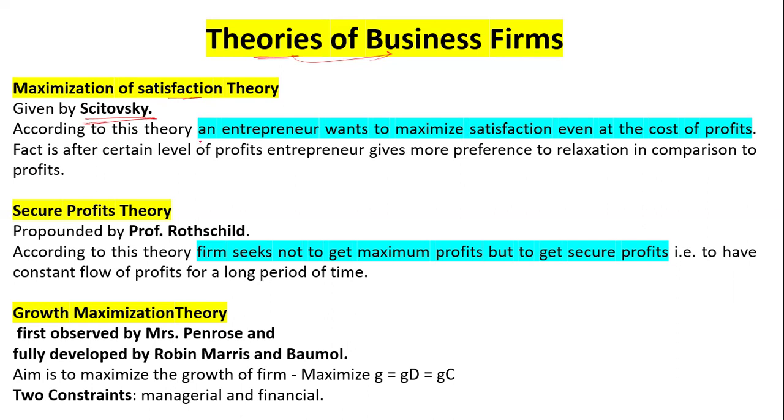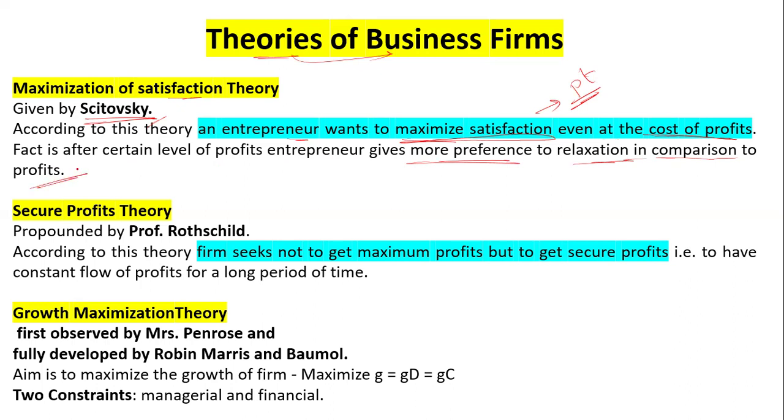Now, according to this theory, the entrepreneur wants to maximize satisfaction, even at the cost of profit. Scitovsky said that entrepreneurs want to maximize satisfaction. Not only are they maximizing satisfaction, they are also getting the profit. And the fact is, after a certain level of profit, the entrepreneur gives more preference to relaxation in comparison to profit.